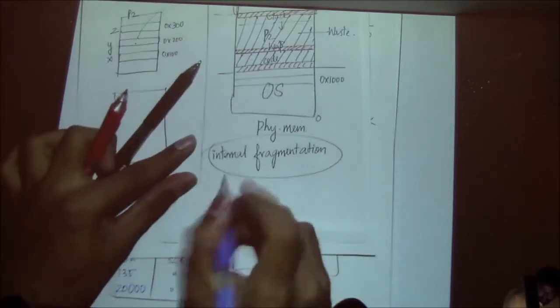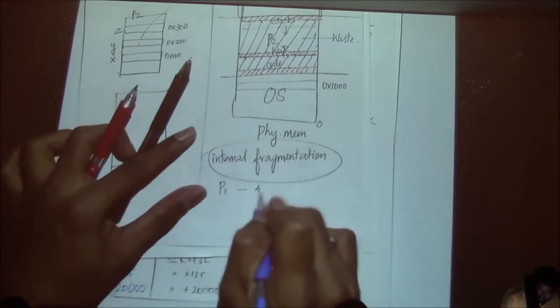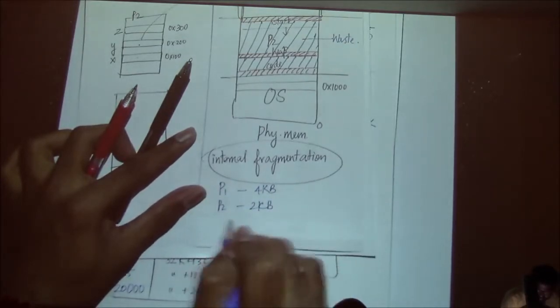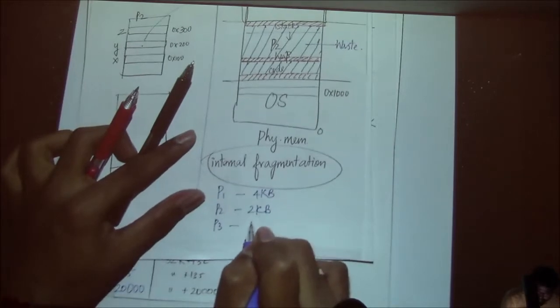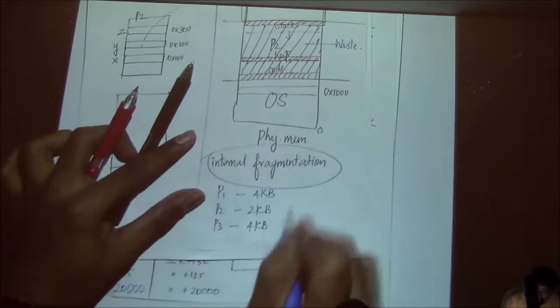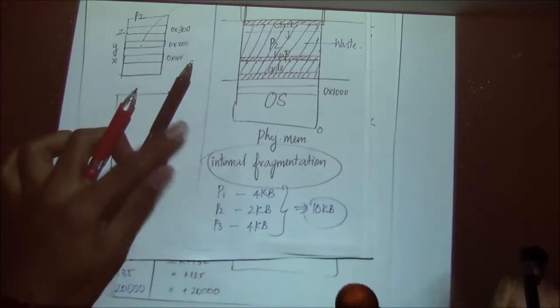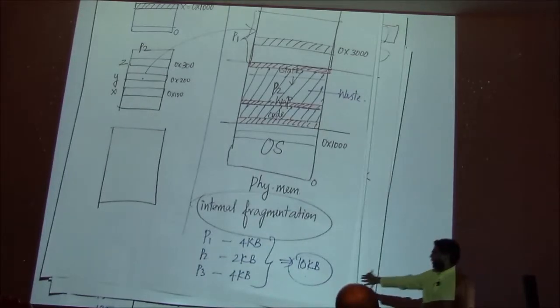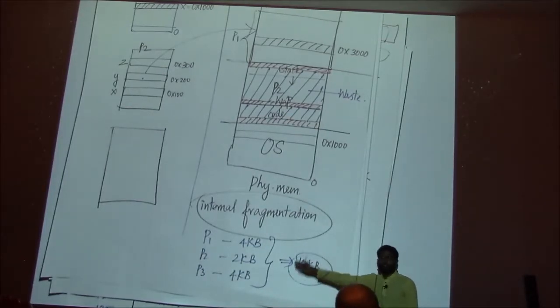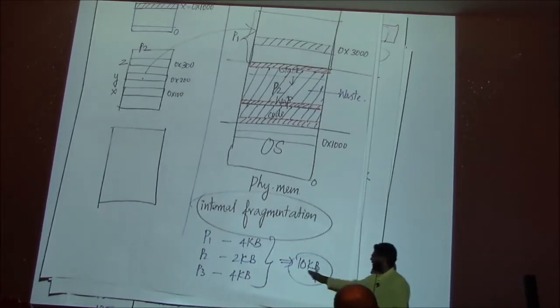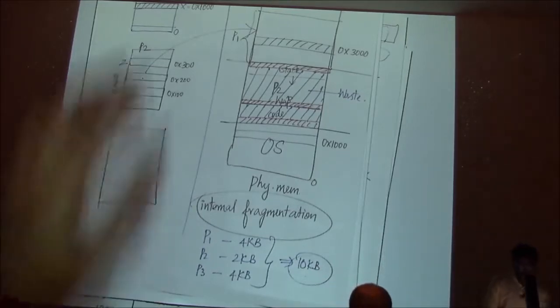Which means, if P1 is only using 4 kilobytes of memory, P2 is only using 2 kilobytes of its actual 16K memory, and P3 is only using say 4 kilobytes, in total we are only using about 10 kilobytes. But we have allocated a total of 48 kilobytes for these 3 processes, because 16, 16, 16 each. And so the remaining 38 kilobytes of memory is actually wasted in this case. So how can we avoid this particular problem?